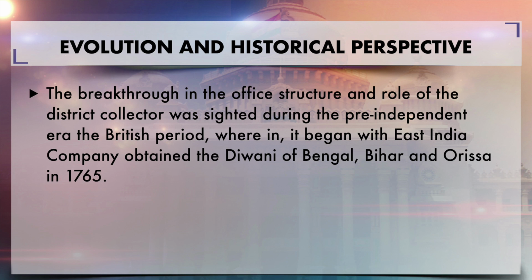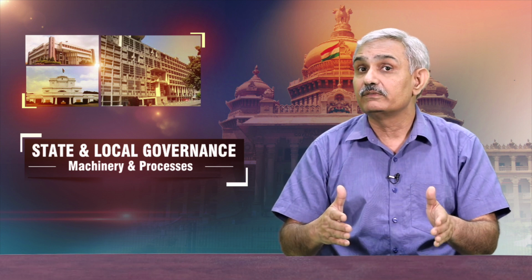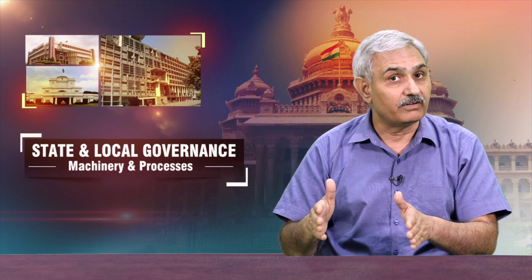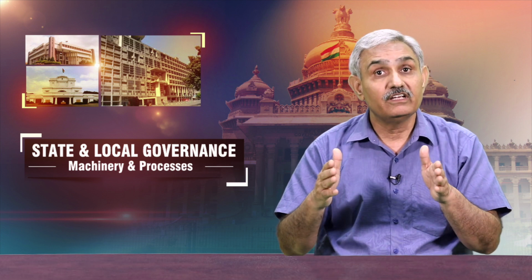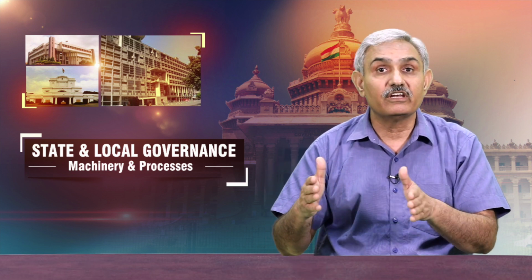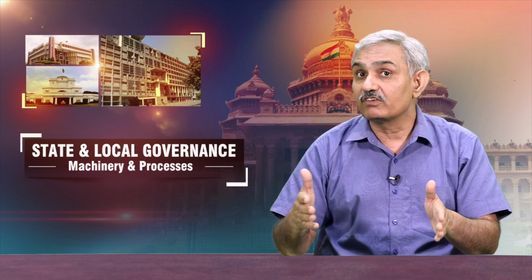The breakthrough in the office structure and role of the district collector was seen during the pre-independence era, that is the British period, which began when the East India Company obtained the Diwani of Bengal, Bihar and Odisha in 1765. Administratively speaking, the company's first serious effort at reform in the Diwani provinces was the appointment of covenanted servants as supervisors. Hope you understand covenanted and non-covenanted servants. Covenanted servants were those who were in agreement regarding their employment with the British East India Company, whereas non-covenanted were those who had no such agreement with the British East India Company.